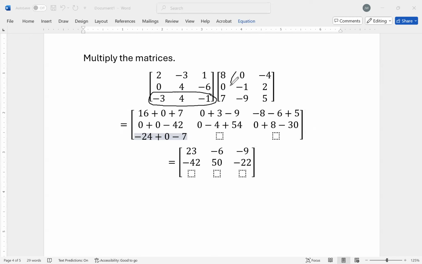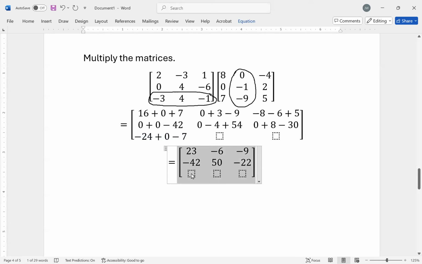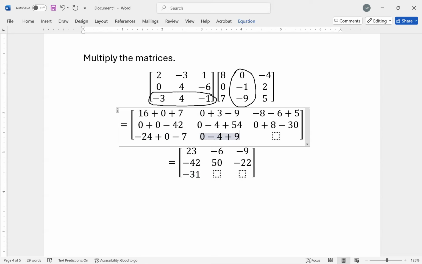And then I'll do third row times second column. Oh, by the way, that's a negative 33, or excuse me, negative 31 when I add those. So now we'd have negative 3 times 0, 4 times negative 1, and negative 1 times negative 9. So that's 0 minus 4 plus 9, which is a positive 5.